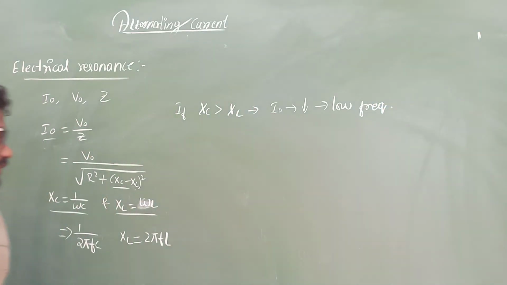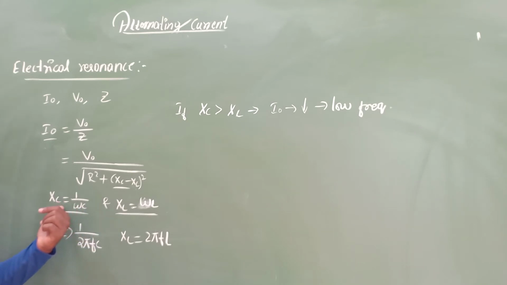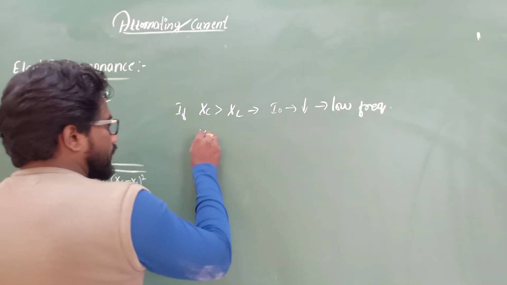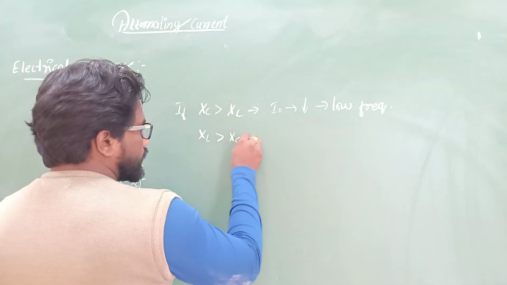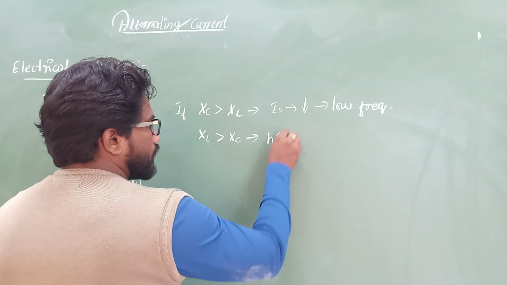Low frequency ranges, or here only you can take. Okay, so this omega value is what? Sorry, here f is what? Less, then this value is more, so current decreases. So we can say this is for what? Low frequency ranges. So similarly, XL is greater than XC. So then we can say this is for high frequency values.